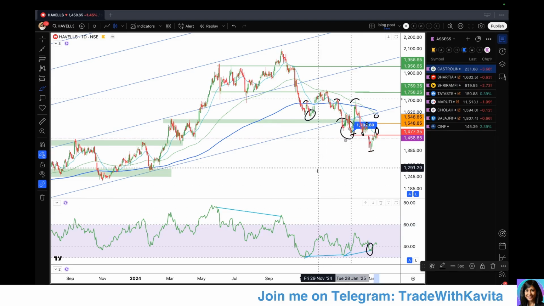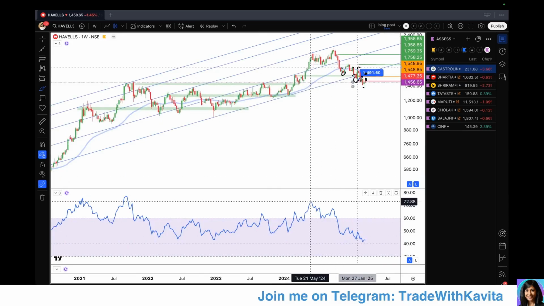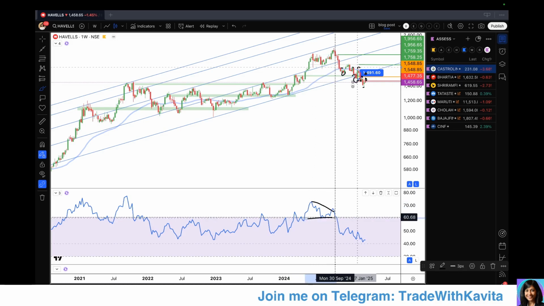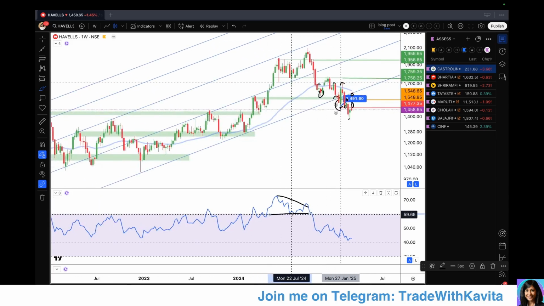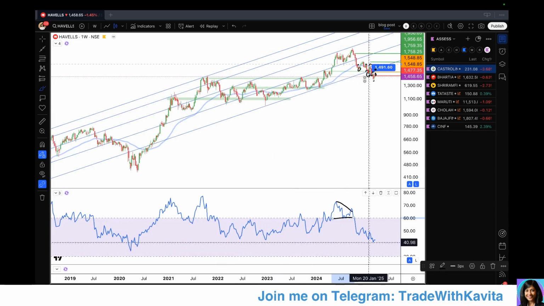So while Havells from a long-term perspective continues to look very bullish. So why do I say that? Because there was a negative divergence on the weekly time frame. Still, the price activity was significant and very comfortable above the level of 60. So the long-term trend continues to remain bullish. However, the short-term trend has definitely turned bearish on Havells.